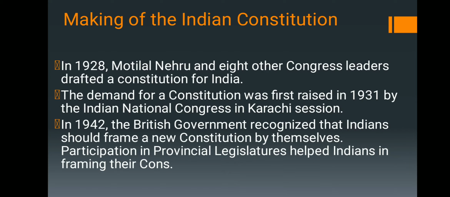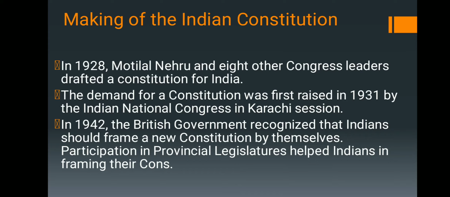Now, the making of the Indian constitution. One of the major advantages for the makers of the Indian constitution was that consensus, meaning a general agreement about what a democratic India should look like, had already evolved during the freedom struggle. From 1858 onwards, the British government passed many acts for the government of India but could not satisfy Indian aspirations. In 1928, Motilal Nehru and 8 other Congress leaders drafted a constitution for India.